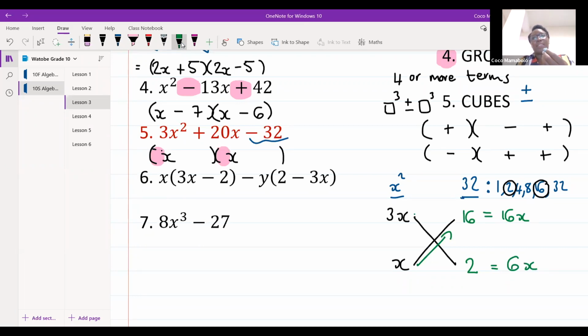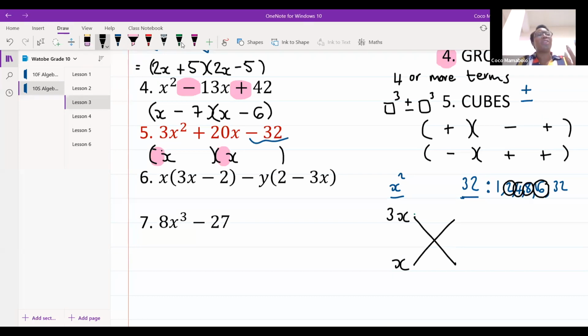16x plus 6x, nope, it's going to give me 22x. And even if I minus them, they're going to give me 10x. They're not going to give me 20x. So we need to keep trying them until we get what we're looking for. Roma says try 4 and 8. Okay, let's try 4 and 8.